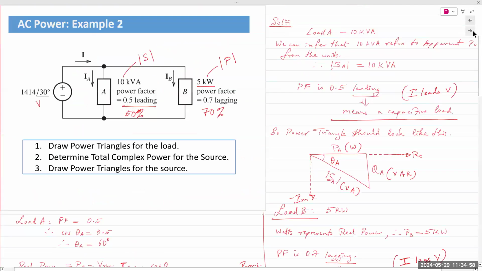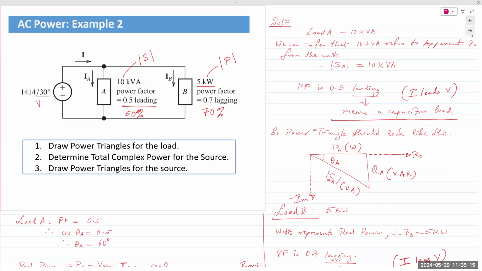Which brings us to example number 2. It's a very interesting problem. I really like it because not a lot of information is given outright. There are a lot of inferences and deductions and conclusions that we have to make from the presented information.